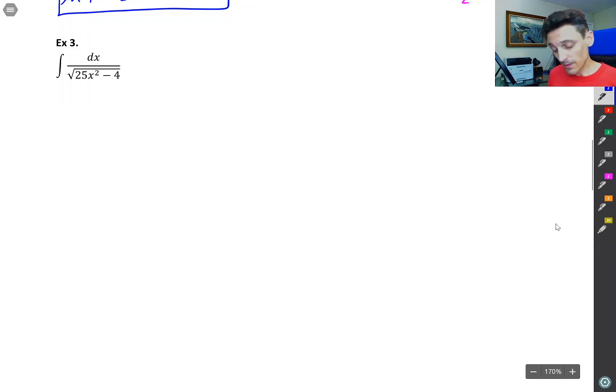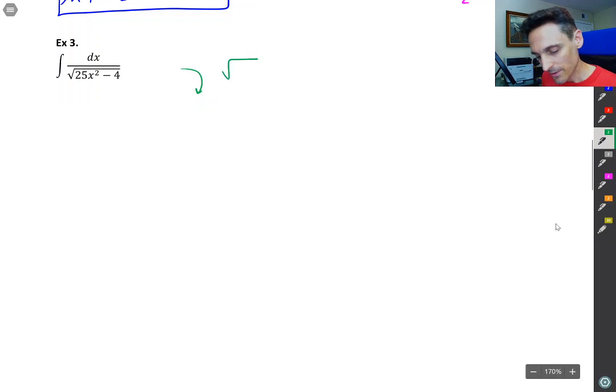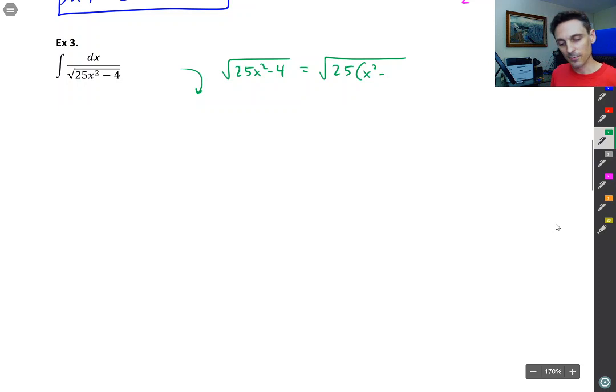Well, there are a number of ways of handling this actually, but we're just going to go with this way, which is to factor out the 25. If you want to get rid of that 25, just factor it out and it'll be gone. So here we have the square root of 25x squared minus 4. I'm going to factor out the 25 from both of those terms inside the radical. Now when I factor out the 25 from the 4, all I'm going to get is 4 over 25.